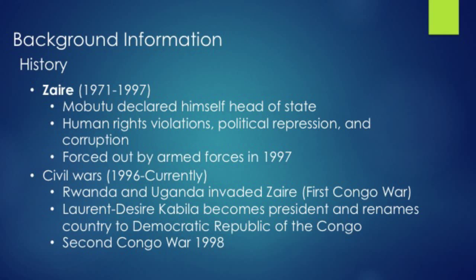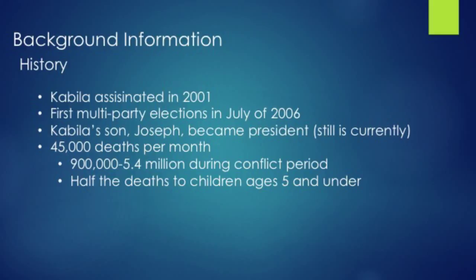In 1997, Mobutu was forced out by the armed forces. Then the Second Congo War occurred in 1998. In 2006, DR Congo held its first multi-party election in July. Kabila's son, Joseph, became the president and still is currently. Since Joseph Kabila became president, there have been an estimated 45,000 deaths per month. There's an estimated between 900,000 and 5.4 million deaths during the entire conflict period. Of these deaths, over half were to children ages 5 and under.